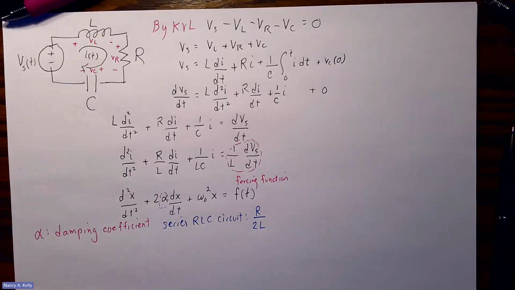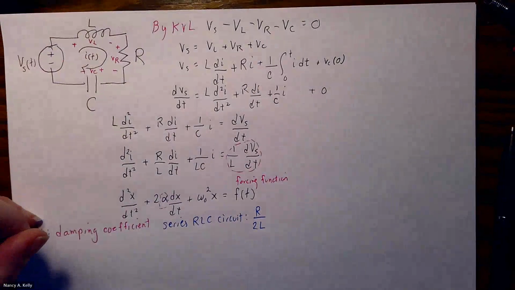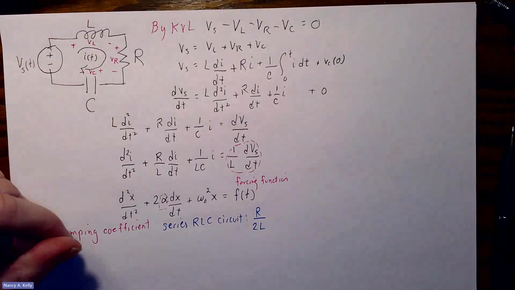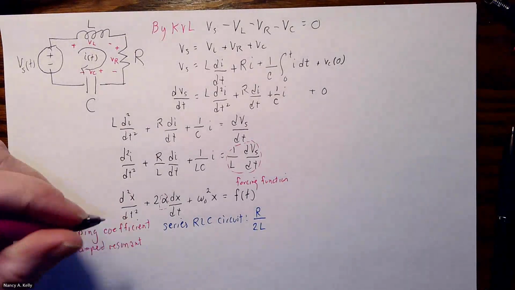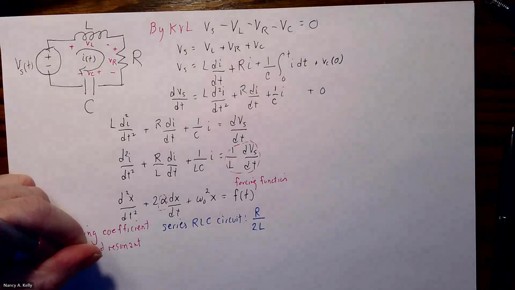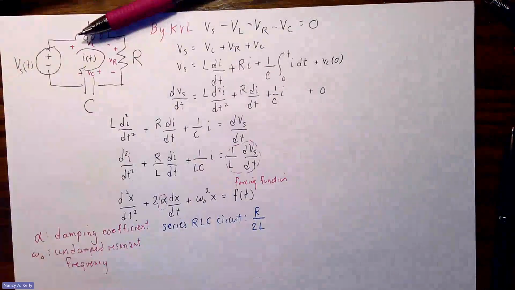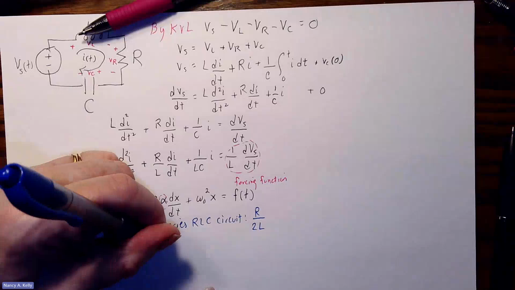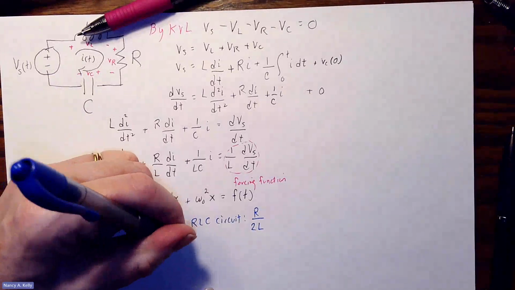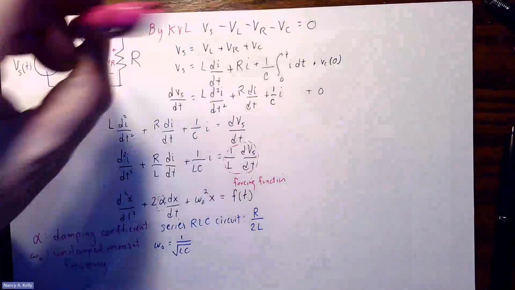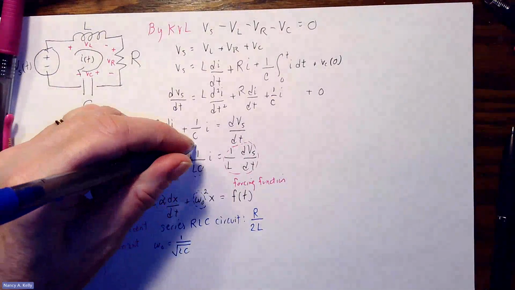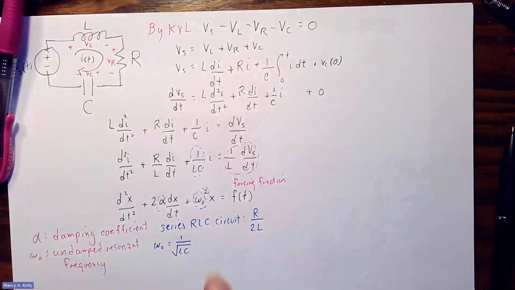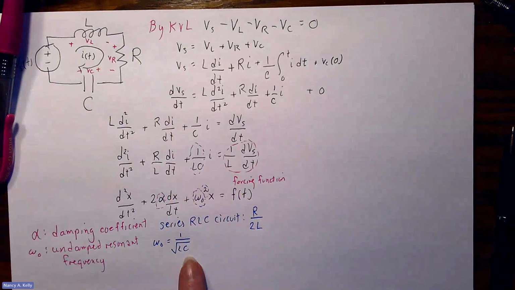Another term that we're going to include is the undamped resonant frequency, which is omega 0. In this case, omega 0 is going to equal 1 over the square root of L times C. See, here is omega 0 right here, and we see that it's related. Omega 0 squared is related to this term up here. So we can match things up and get this figured out here.